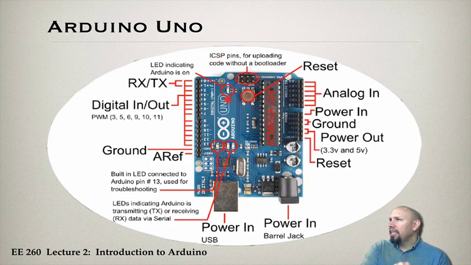There is an LED that indicates that the Arduino is on. There's also a built-in LED that's accessible on pin 13, and it already has a resistor associated with it, so you don't have to worry about overdriving it with current. And there are other LEDs that indicate both transmission and reception of serial data. So those are these LEDs.